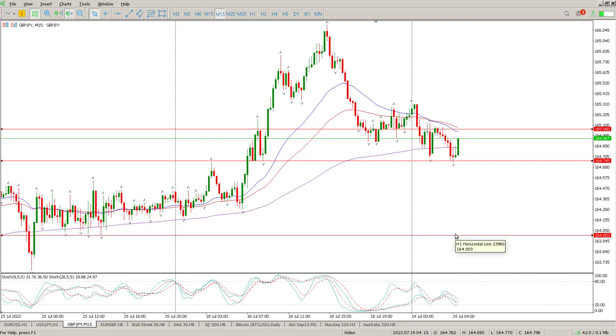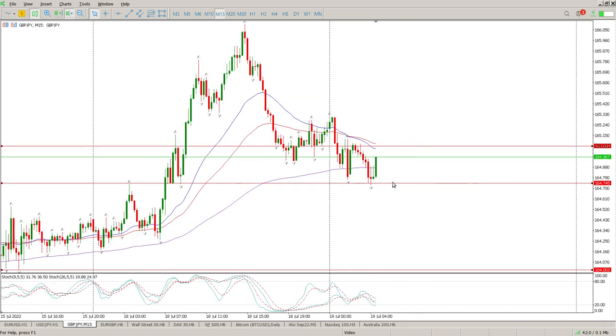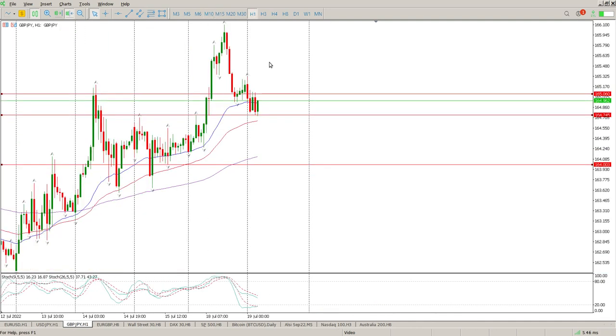to come and test 164. So that's kind of the trade that I can see at the moment. If you look at the hour, there's nothing going on here. So if we do find support above 165.060, then I would expect a continuation to the upside.